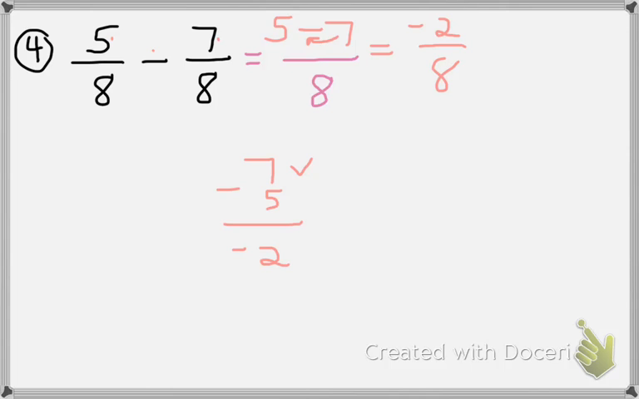Now, can we simplify that? Yes, we can. We can simplify that by dividing both numbers by 2. Now remember, this is negative 2 divided by 2, which is negative 1, over 8 divided by 2 is 4. Negative 1 over 4 cannot be simplified, so that is our answer.